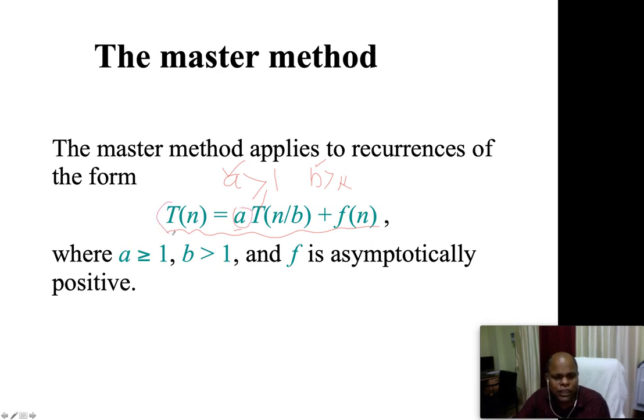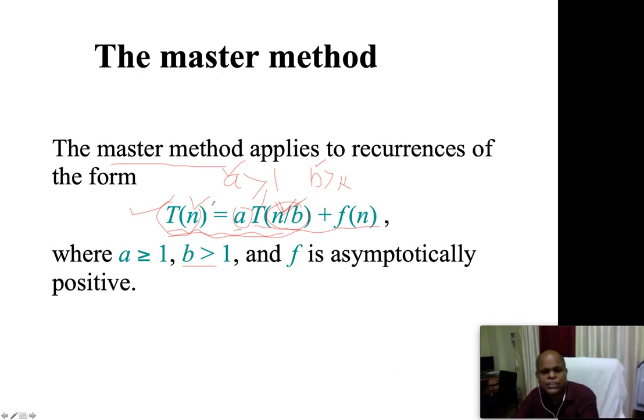That means the original problem would be subdivided into negative subproblems, which is not considered. And b is greater than 1, which means the size of the subproblem will always be less than the input. The input cannot increase in this case. If this is the situation, then for this type of recurrence relation, the master method can be applied.